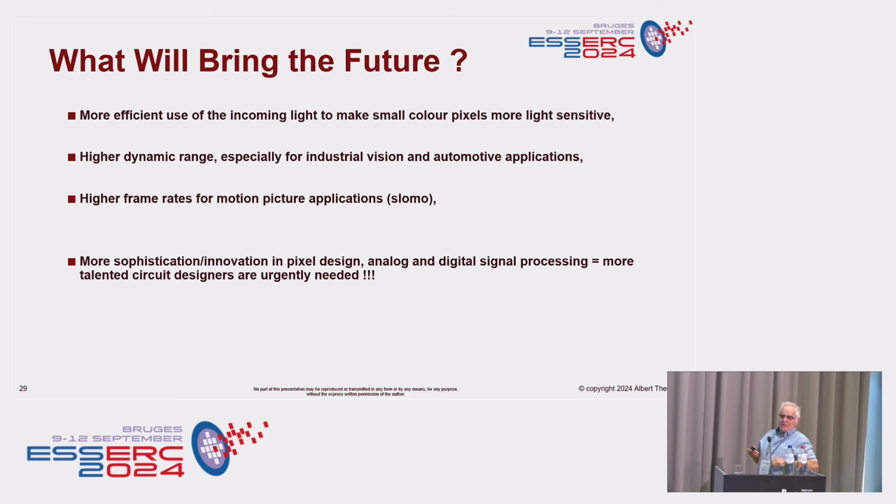Then the question is, what is the future going to bring? Well, there's still quite a bit of room to improve, so that we use the incoming information more efficiently. A green pixel is sensitive to green, and you make it sensitive to green by the color filter. That means that for the green pixel, you throw away the red information and the blue information. That's a pity, because you throw away two thirds of the incoming information for color imaging. So can we make more efficient use of the incoming information? There's a lot of work going on in that direction.